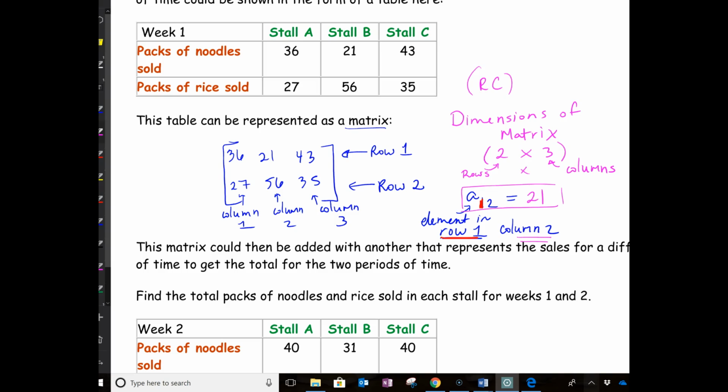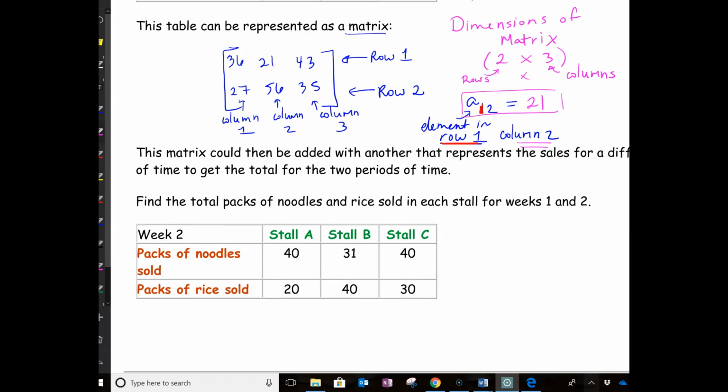Okay, now let's see, how could this be helpful in the business world? Well, if we're looking at week 2, and we have packs of noodles sold in stall A was now 40, stall B was 31, stall C was 40.